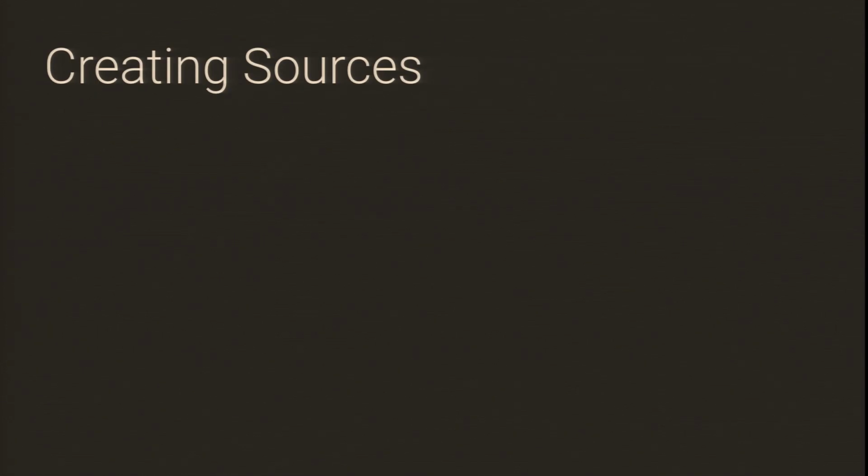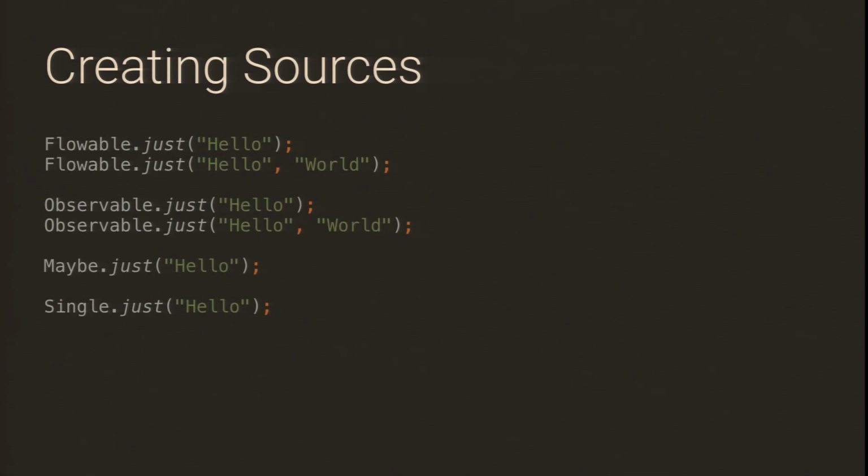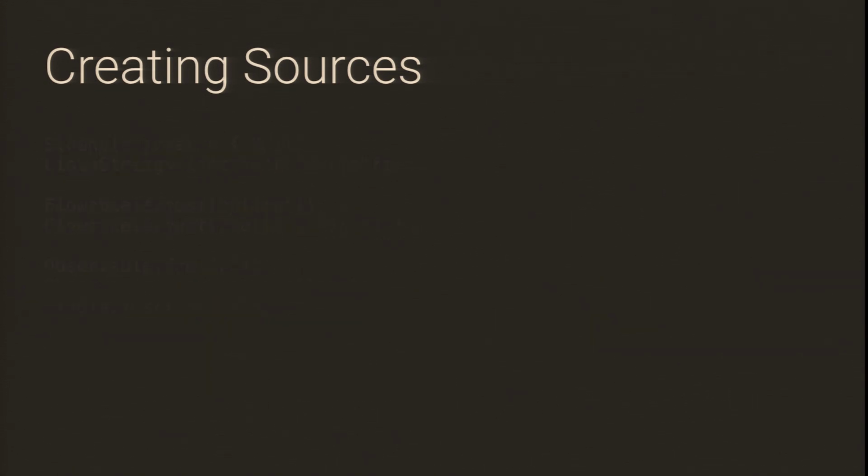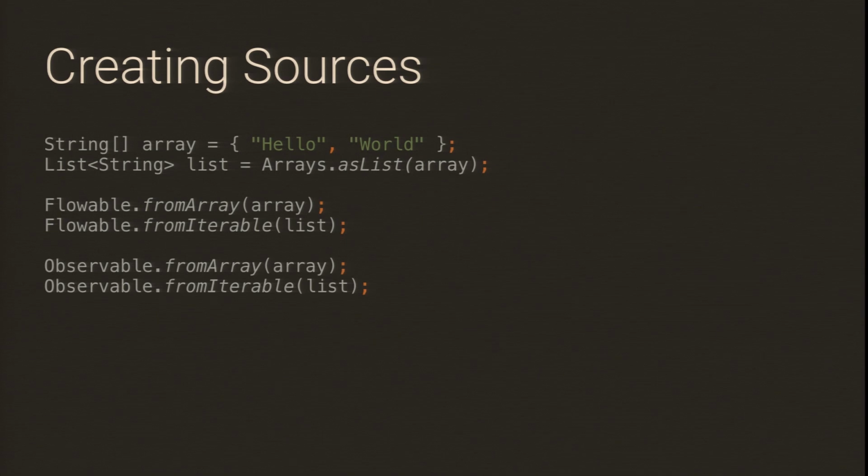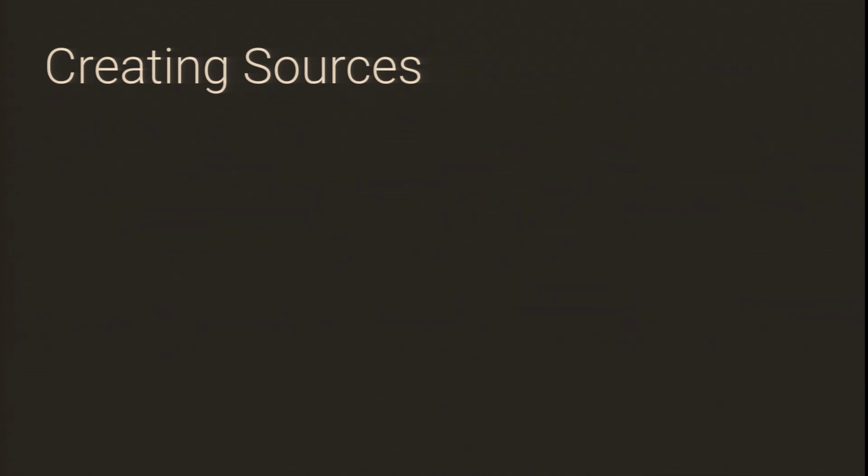Okay, so I've talked about what these sources exist for. We haven't really looked at how you create them. There's factory methods that you would expect on them to create them from simple pieces of data. So if you have literals, or you just have variables that you want to wrap in these types, there are static factory methods. If you have iterable sources or arrays, again, factory methods. The interesting ones, however, are when you want to adapt something else in your system.